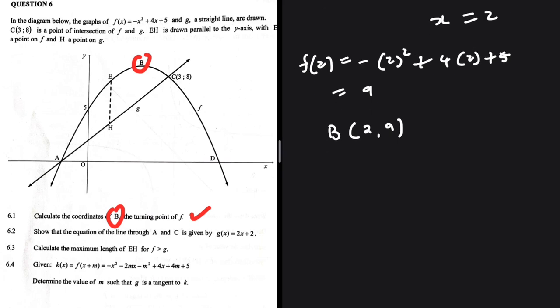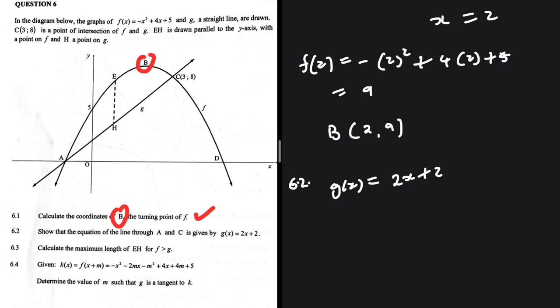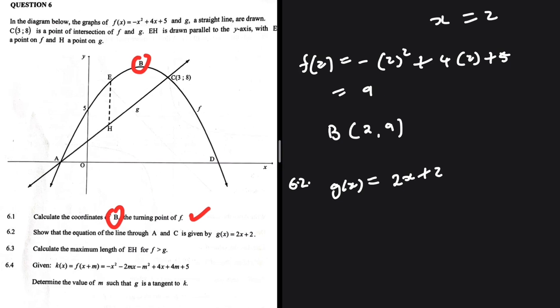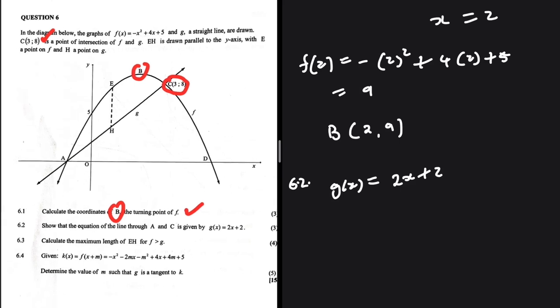Okay, let's take a look at 6.2. Show that the equation of the line through A and C is given by g of x equals 2x plus 2. Let's take a look at this. g of x is a straight line, right? And the point C is a point of intersection of f and g, which is right here. So this point lies on g of x. Does A also lie on g of x? Let's just go through the entire question statement.